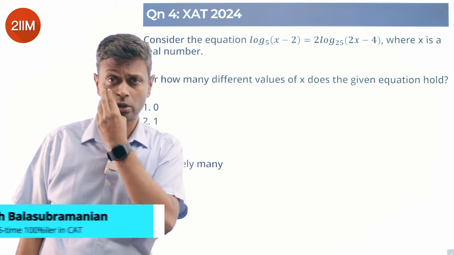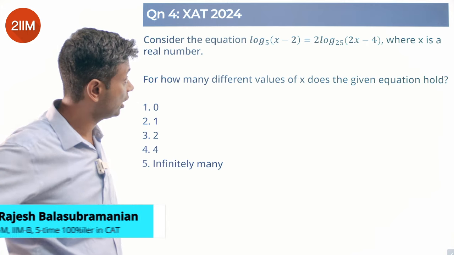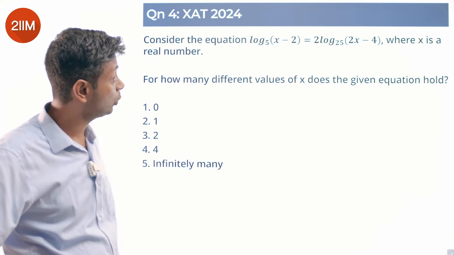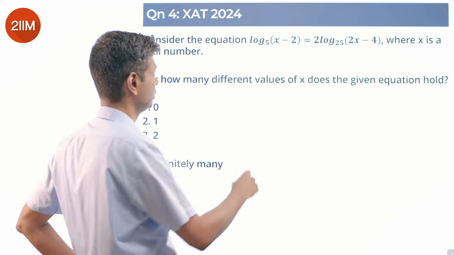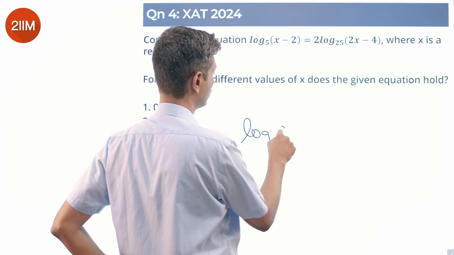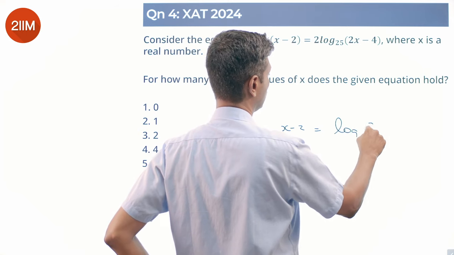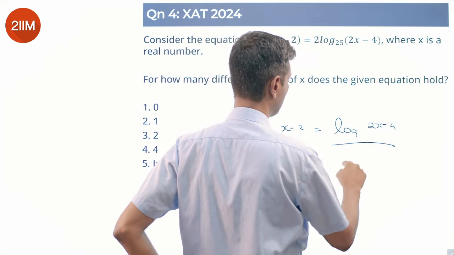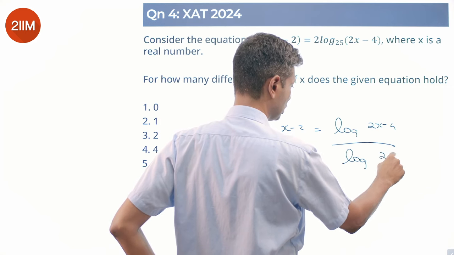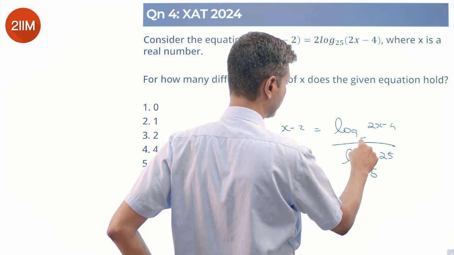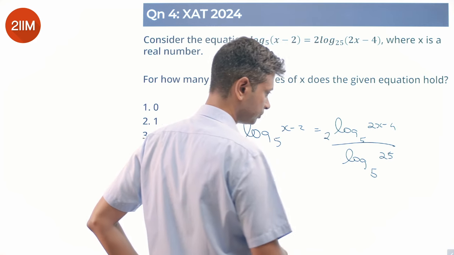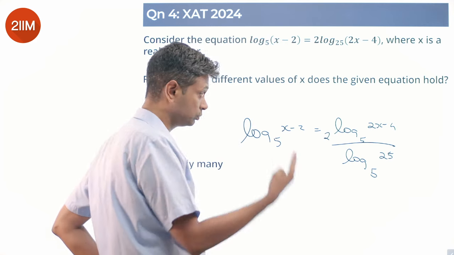Consider the equation log to the base 5 of x minus 2 equal to 2 log of 2x minus 4 to the base 25. This is log of x minus 2 to the base 5. I'm going to write this as log of 2x minus 4 by log 25. I'm going to choose both to the base 5. And this is 2 times that. Log 25 to the base 5 is 2.